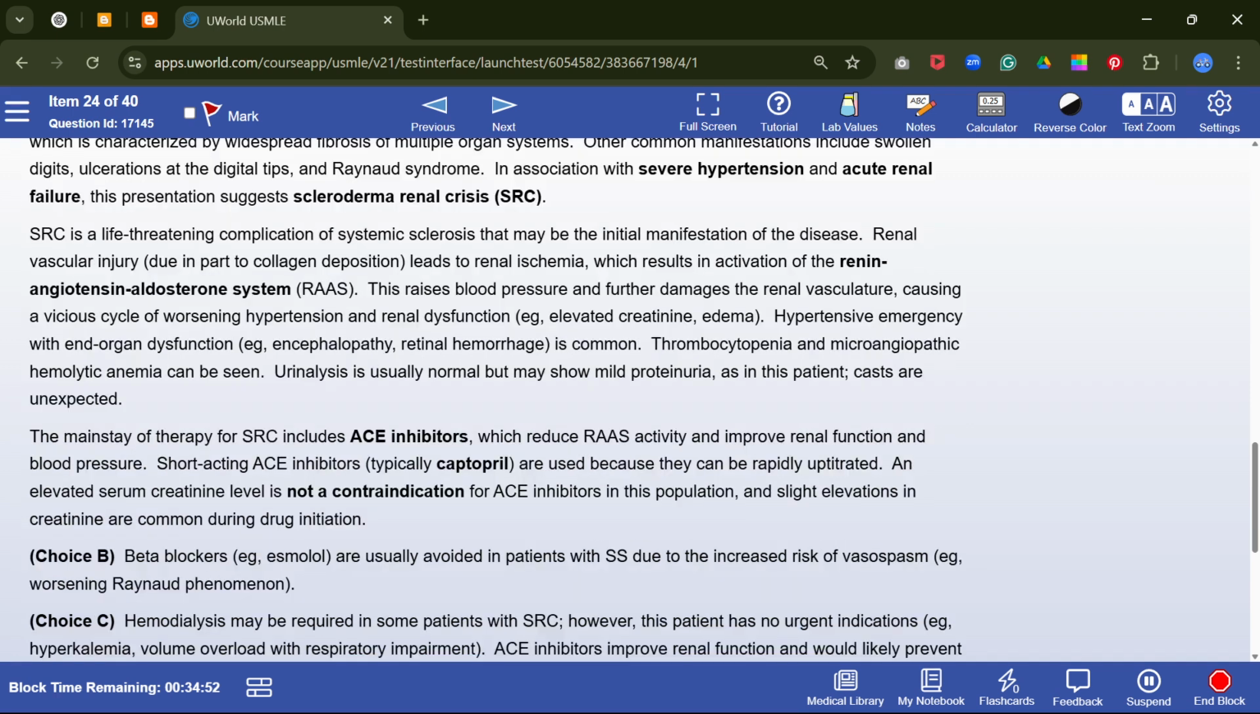The mainstay of treatment of scleroderma renal crisis is an ACE inhibitor, which reduces RAS activity and improves renal function and blood pressure. Short-acting ACE inhibitors, typically captopril, are used because they can be rapidly up-titrated. Elevated serum creatinine is not a contraindication for an ACE inhibitor in this population, and slight elevations in creatinine are common during drug initiation.